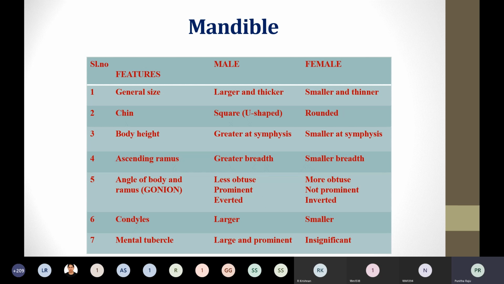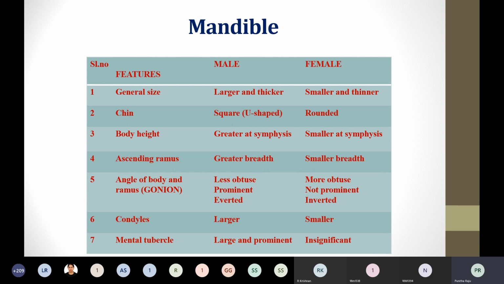I think most of you know this. In the bone examination they would have told you. And the chin is U-shaped or square shaped in males, and in females it is rounded. How do you find out the shape of the chin? Just keep the mandible over a paper and draw from inward and see whether it is U-shaped or a little rounded. That is the way you can find out the shape of the mandible.